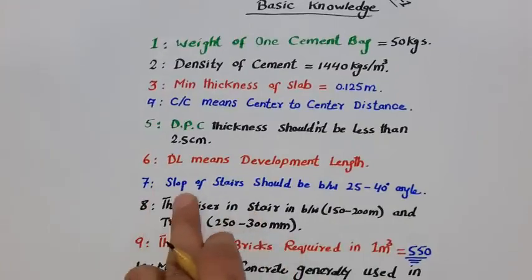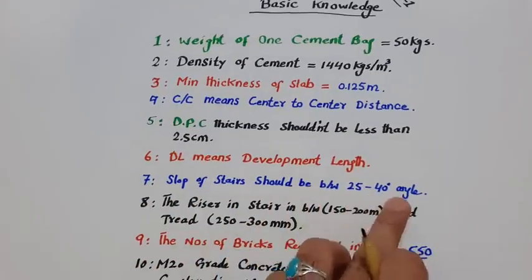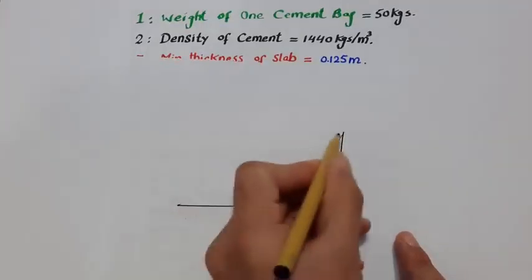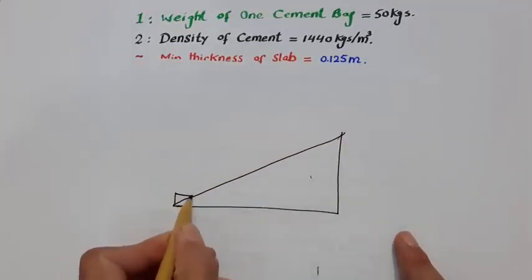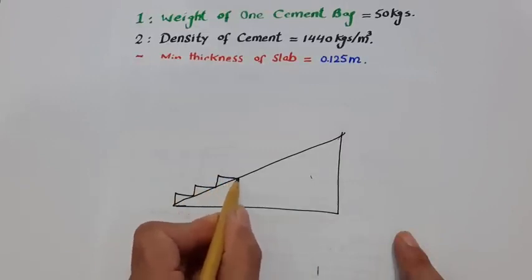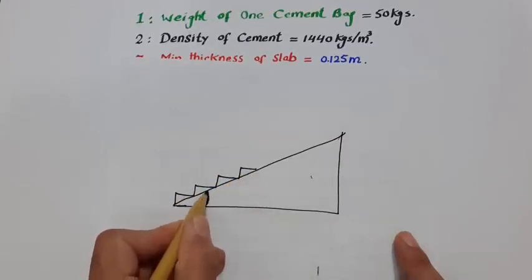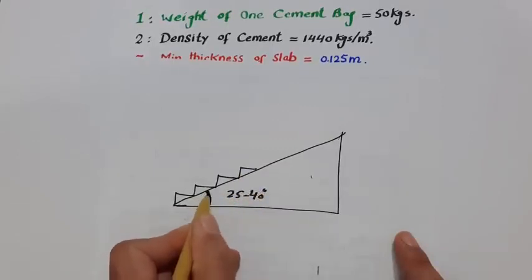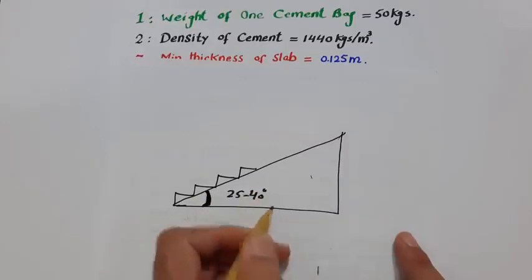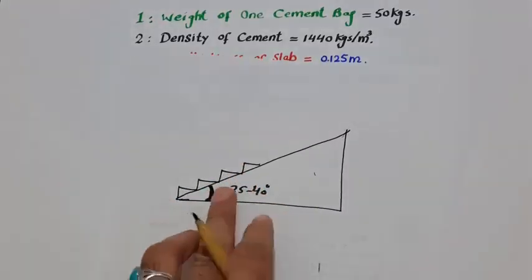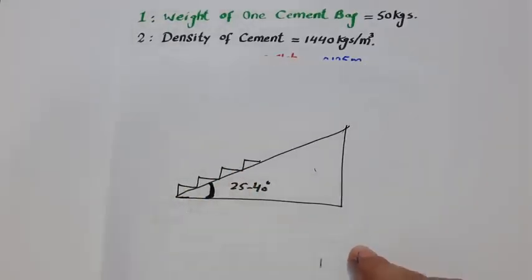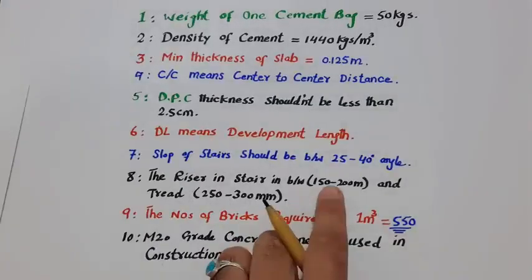The next one is, guys, seventh, the slope of stair should be between 25 to 40 degrees. What does it mean? Guys, you can see this is a wall, this is a stair, and these are steps. This angle should be between 25 to 40 degrees. It should not be more than 40 degrees, otherwise people will face more problems when they are using these stairs.